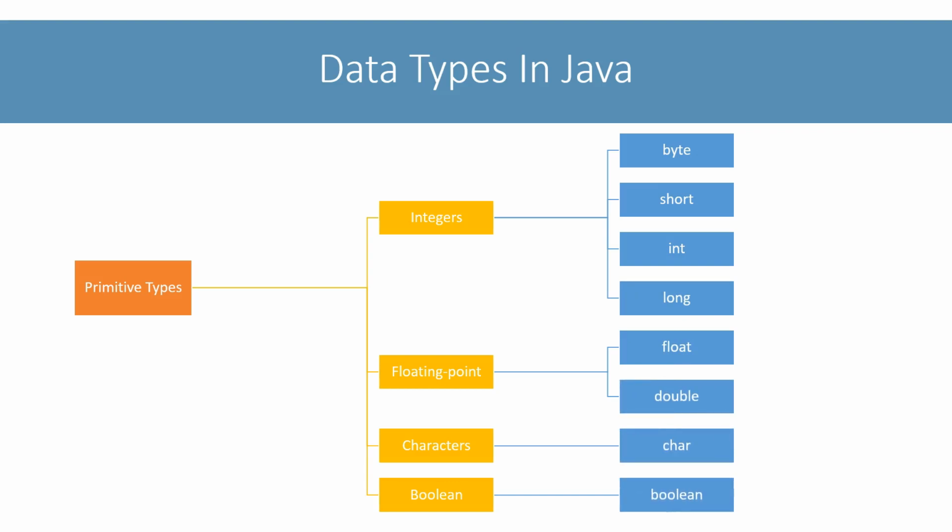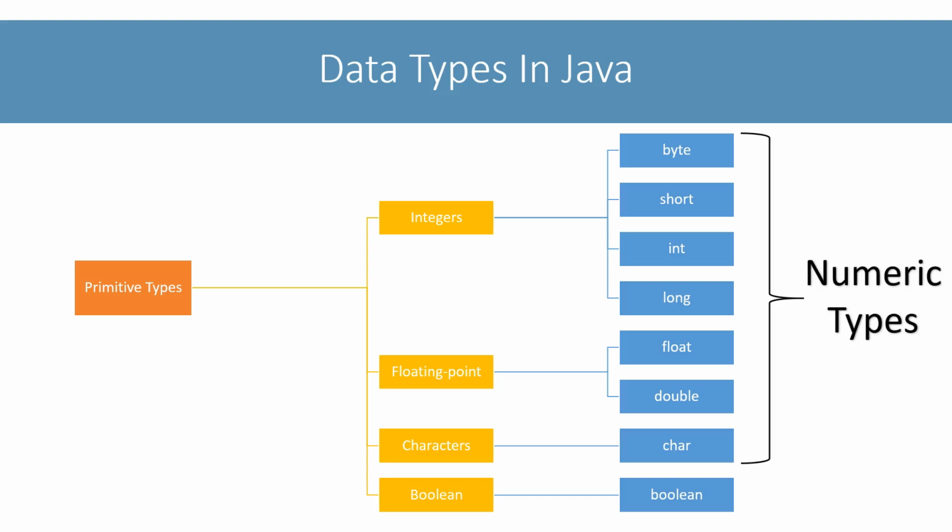Out of these 8 primitive data types, the first 7 data types are collectively termed as numeric types, as they deal with numerical values. Next, we will look into each of these data types in detail.